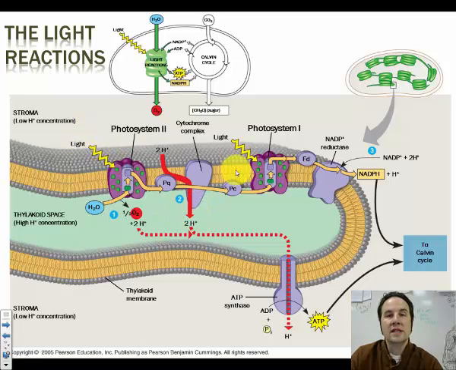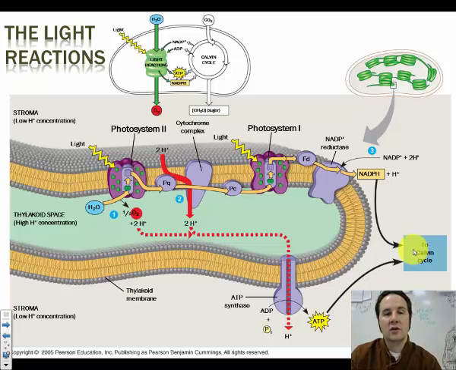So plants are using sunlight to pump protons across the thylakoid membrane into the thylakoid space to run ATP synthase to make glucose in the Calvin cycle. So they're using the same process that you and I are using to make ATP. The only difference is they're using sunlight as their energy source, not sugar.